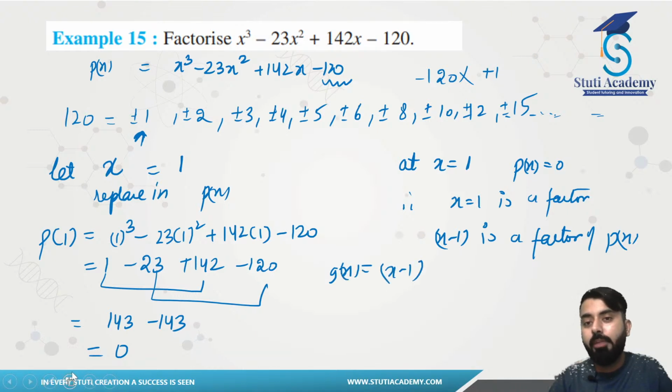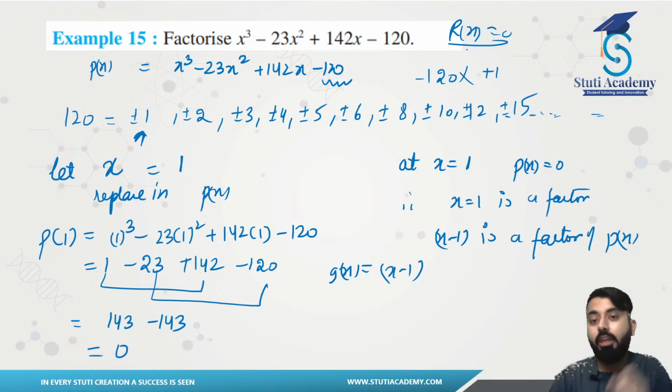Now I will be actually performing my division in order to get my quotient. Remember, we don't have to think about a remainder because we are factorizing this and the remainder is automatically 0. So don't go there. We have to find the remaining factors of this polynomial, and they can only be achieved once we have divided our p of x with g of x.